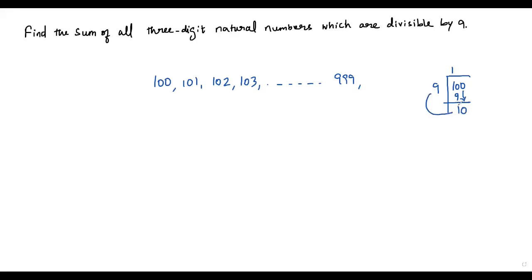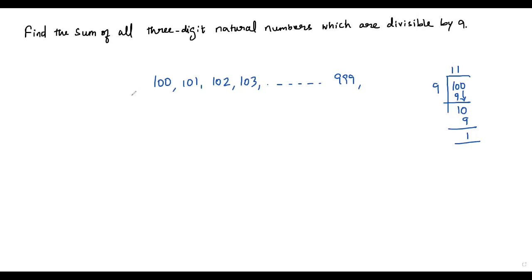How many times 9 goes into 10? Again, 1 times. 1 times 9 is 9. When I subtract this 9 from 10, I'm getting the 1. So 1 is a remainder. So when I divide 100 by 9, I'm not getting 0, I'm getting 1. If I get 0 as a remainder, then I can say the first 3-digit natural number 100 is divisible by 9. But it is not divisible by 9 because we don't get remainder 0. Only if I get remainder 0, we have to conclude that the number 100 is divisible by 9.